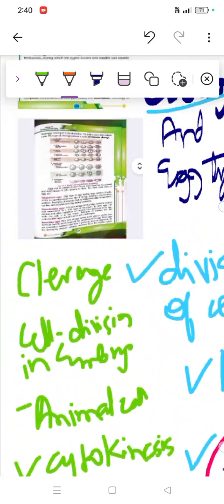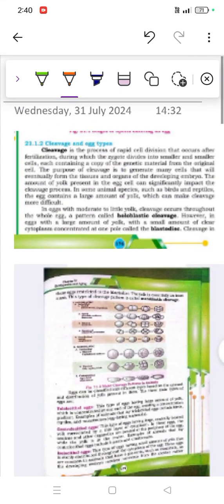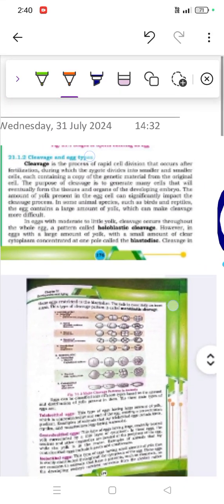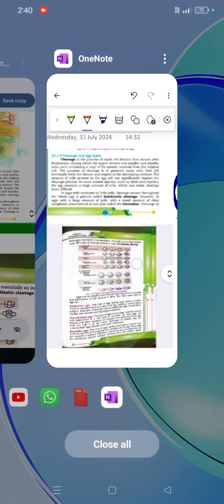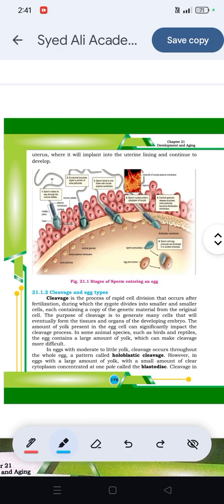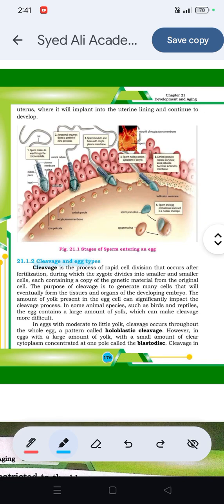So let's see. I think the picture has become quite big, so let's see directly from the PDF. So here comes the PDF. Let's read what's written. Cleavage and egg types. We'll discuss what cleavage is: the process of rapid cell division that occurs after fertilization.